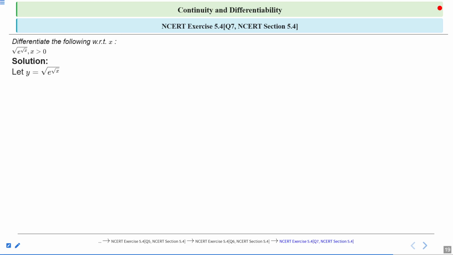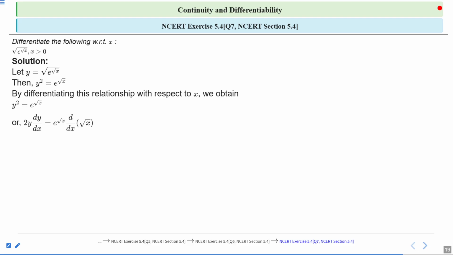Let y is equal to root over e to the power root over x, right? So then y square will be equal to e to the power root x, okay? Now by differentiating this relationship with respect to x, we obtain y square is equal to e to the power root x, right? Or it will be equal to 2y dy by dx will be equal to e to the power root x into d of root x upon dx, right?